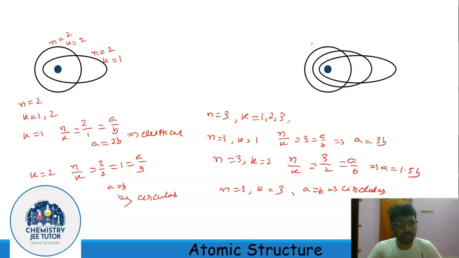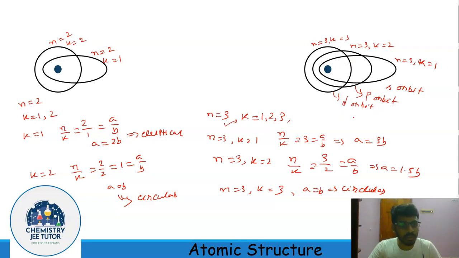So this is for n equal to 3, k equal to 3, and this is n equal to 3, k equal to 2, and n equal to 3, k equal to 1. And these are named the S orbit, the P orbit, and the D orbit. So for n equal to 3, we can get 3 sub-energy levels.